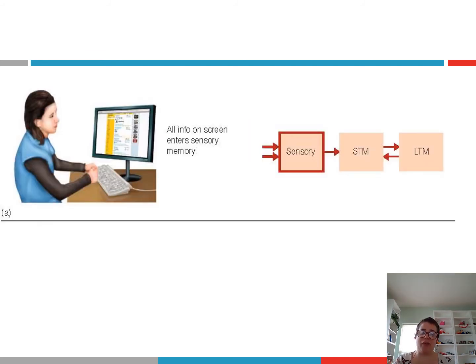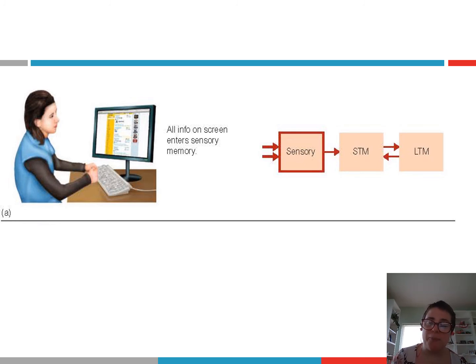Okay, so I'm just going to run through really quickly the same example that's in your book, just to bring home how this might work. So we have Rachel here, and Rachel is preparing to order pizza from her favorite restaurant, like all of us are now, ordering from our favorite restaurants. So she logs on to her favorite restaurant's website, and as soon as she looks at that screen, all of that information is going to be temporarily registered in her sensory memory.